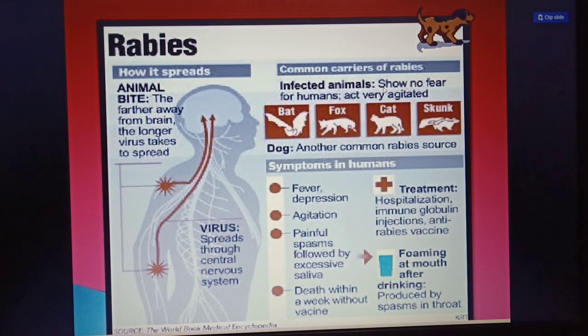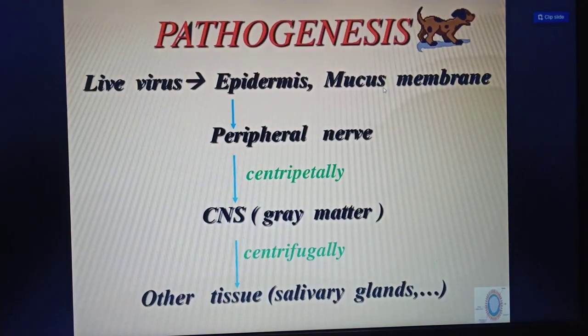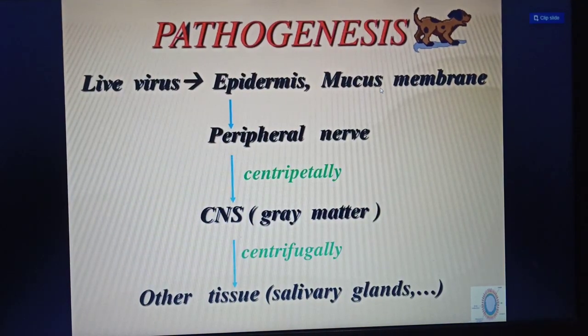Okay, and foaming at the mouth after drinking, and it produces spasms in the throat. So if your throat is infected, cleaning the wounded area is the treatment you are going to give. Okay, so what is happening in the pathogenesis? We already discussed that.